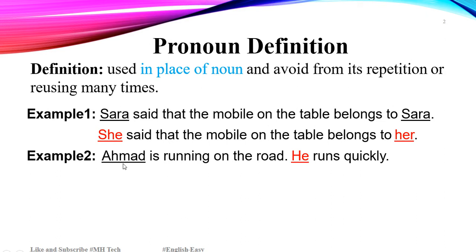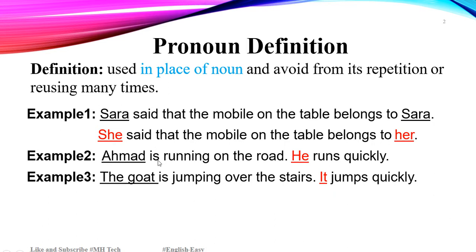We have example 2. Ahmad is running on the road. So here we have a pronoun here. We use a pronoun instead of Ahmad here. So for repeating the name Ahmad, we use its pronoun. It is he. So here, he runs quickly. So the best pronoun for Ahmad is he. So it avoids its repetition or reusing the noun Ahmad.